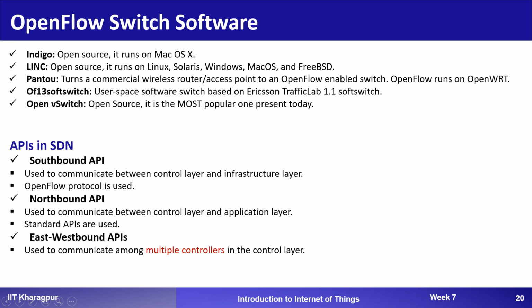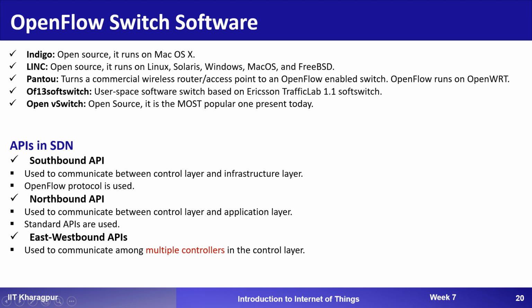The next one is your northbound API. This is the API or interface which is present between your controller layer and your application layer. So the API which is present between your operating system and applications, that API is called your northbound API, and standard APIs are used for this purpose.